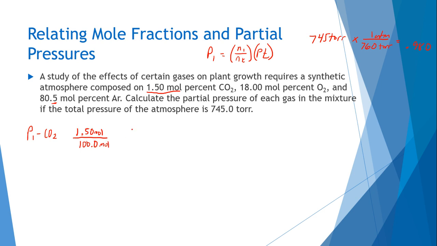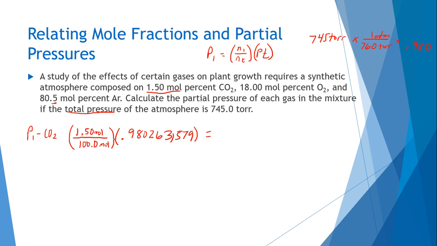Okay. Then what we're going to do is actually divide these two things, and multiply it by our total pressure. And here it says our total pressure, we actually converted that up above. So we're going to multiply it by that 0.9802631579. And we're going to equal that out to find our partial pressure of carbon dioxide.